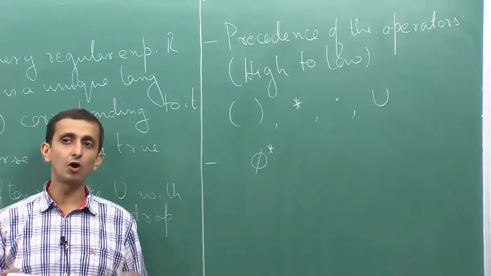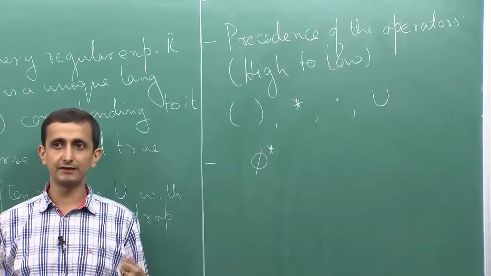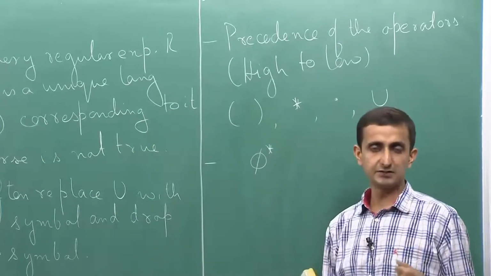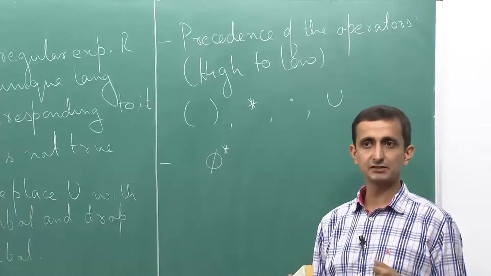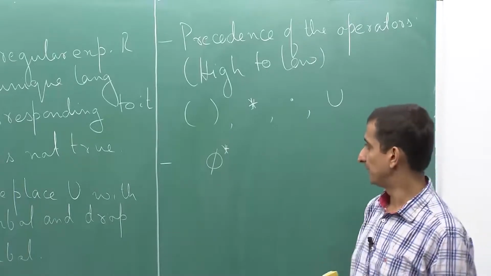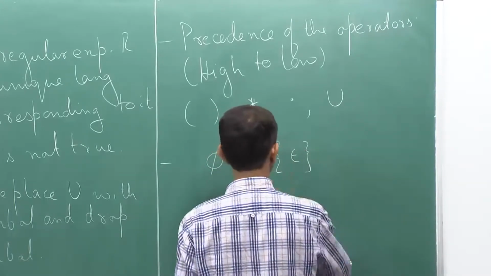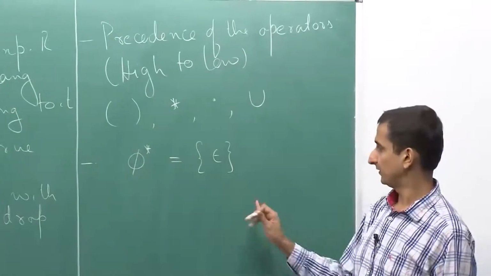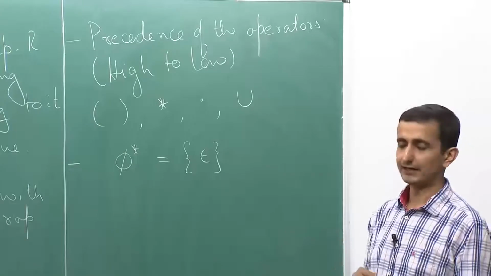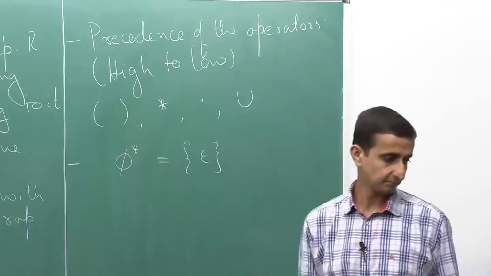So, if I take 0 or more strings from L of phi, okay, if I take 0 strings, that gives me only one string, which is the empty string, because the empty string is a string which has 0 symbols in it. Okay. So, that is the only string that can be formed by taking phi star. So, the language of phi star is the language which contains epsilon. So, it is not the empty language, it is just the language which has the string epsilon. So, this is very important, and this you should always keep in mind.